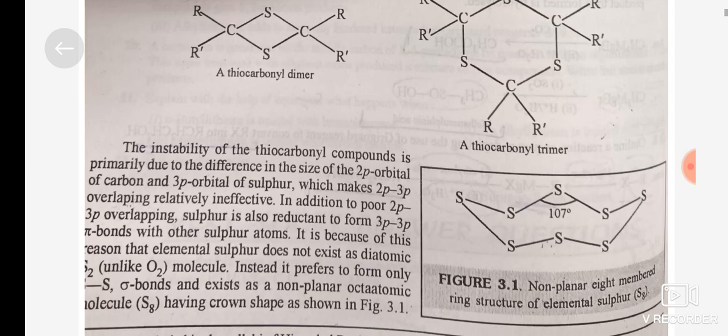The instability of thiocarbonyl compounds is primarily due to the difference in the size of the 2p orbital of carbon and the 3p orbital of sulfur, which makes 2p pi-3p pi overlapping relatively ineffective. In addition to poor 2p pi-3p pi overlapping, sulfur is also reluctant to form 3p pi-3p pi bonds with other sulfur atoms. It is because of this reason that elemental sulfur does not exist as diatomic S2, unlike the oxygen molecule. Instead, it prefers to form only S-S sigma bonds and exists as a nonpolar octatomic molecule, S8, having a crown shape as shown in figure 3.1.